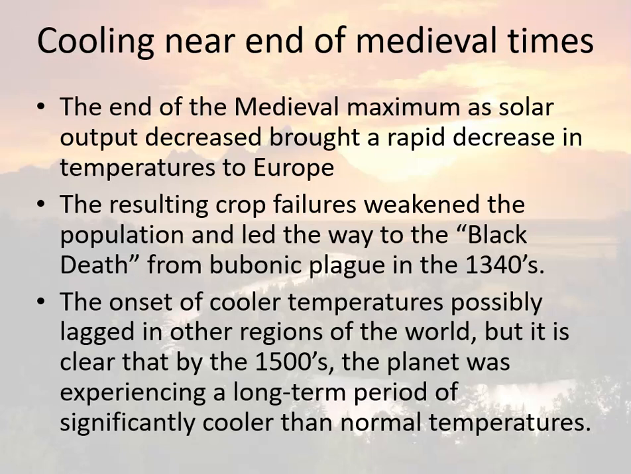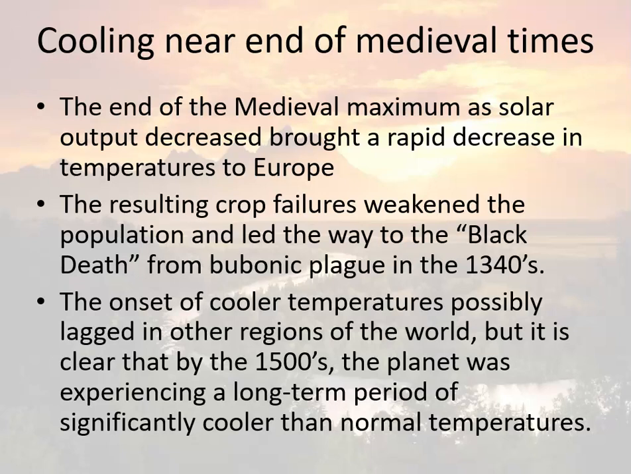There were crop failures throughout Europe especially, and the lack of good crops ended up weakening people's immune systems due to less nutritious food, and this paved the way to the Black Death from bubonic plague in the 1340s. When the immune system was weak, they ended up succumbing to these types of illnesses much more easily. In fact, death rates from the bubonic plague were on the order of 25% or so.